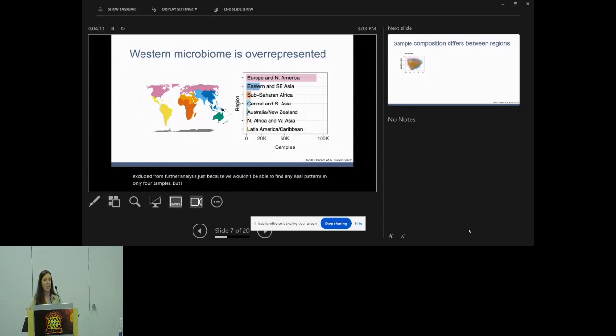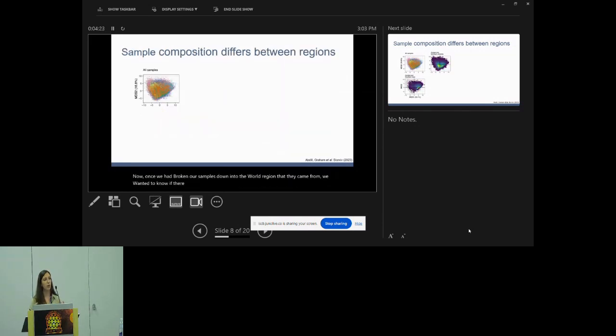But I bring that up just to highlight how uneven microbiome sampling has been historically, while it has improved over recent years. Now, once we had broken our samples down into the world region that they came from, we wanted to know if there were differences in microbiome composition between these regions.